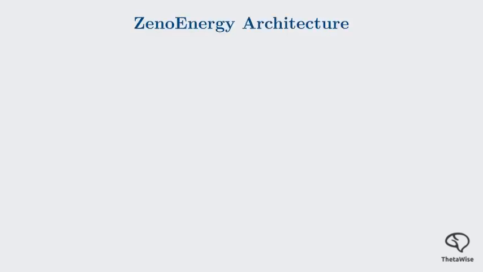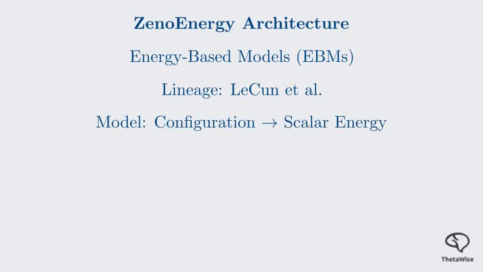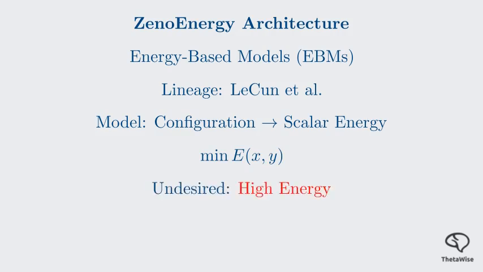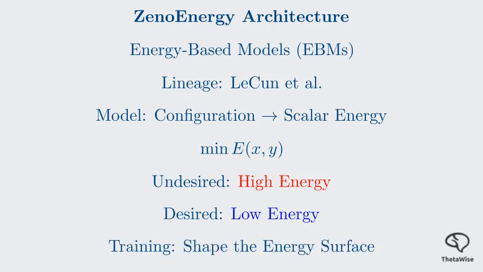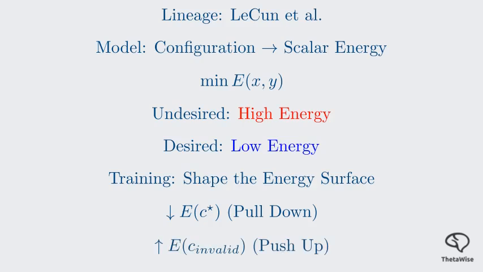The architecture of Zeno-Energy is grounded in the lineage of energy-based models, or EBMs, popularized by Yann LeCun and his collaborators. In a general EBM, the model assigns a scalar energy to configurations of variables. During inference, we search for the configuration with the lowest energy. We distinguish between configurations. Undesired configurations get high energy, while desired configurations get low energy. During training, we shape the energy surface. We pull the energy down for desired configurations and push it up for undesired ones.